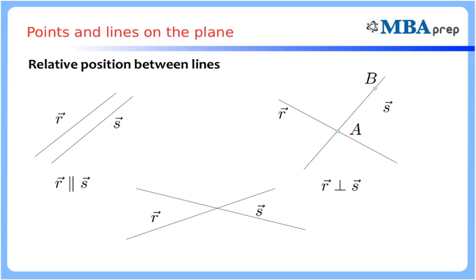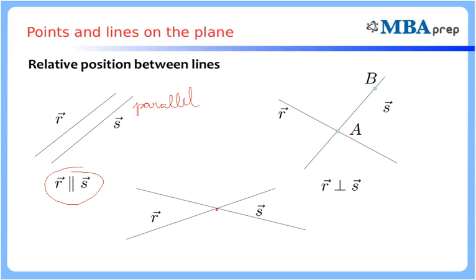In this slide, we'll see the relative position between lines. If two lines do not intersect, they are said to be parallel. And this is the symbol of parallel lines. They might intersect at a point. So this is the representation of two lines intersecting at a point.